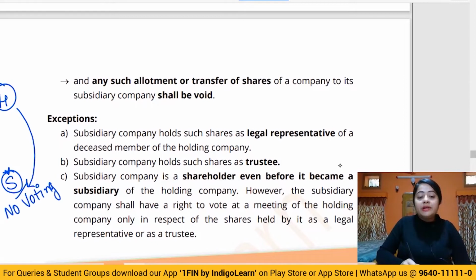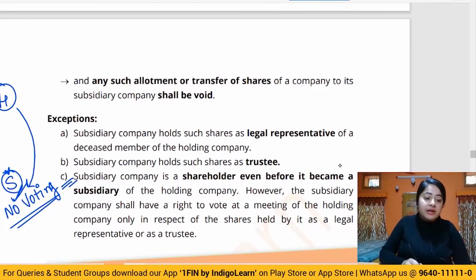In that case, if the holding company has any general meeting, then the subsidiary company will not get any voting rights. That is one exception when the subsidiary company can have shares of the holding company. The other 2 exceptions are if the subsidiary company obtains the shares of the holding company as a legal representative or as a trustee. Okay, in that case also the subsidiary can continue to hold the shares of the holding company, but will there be voting? The answer is yes. In this case, there is going to be voting allowed to the subsidiary company.